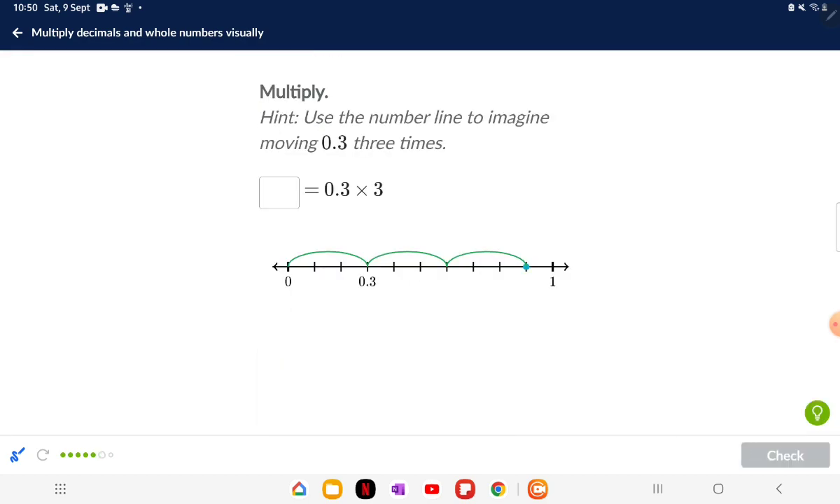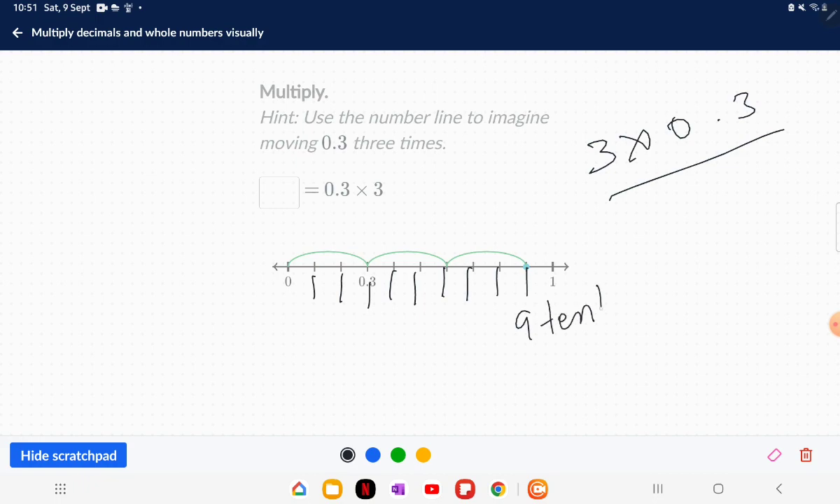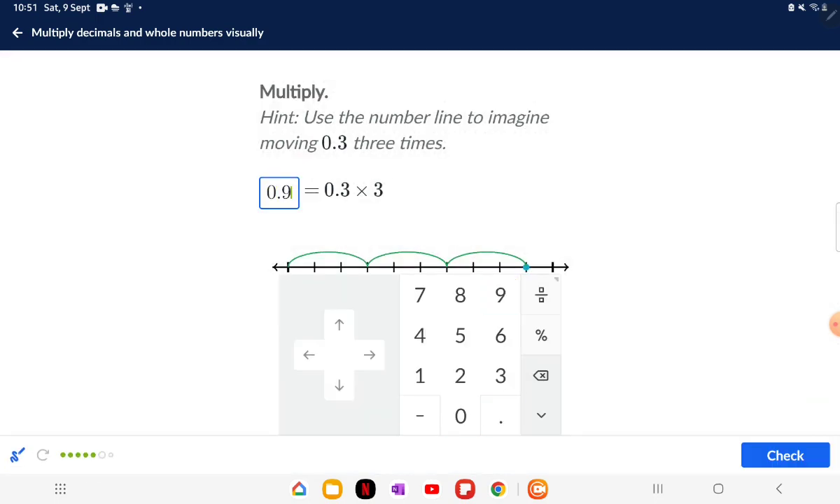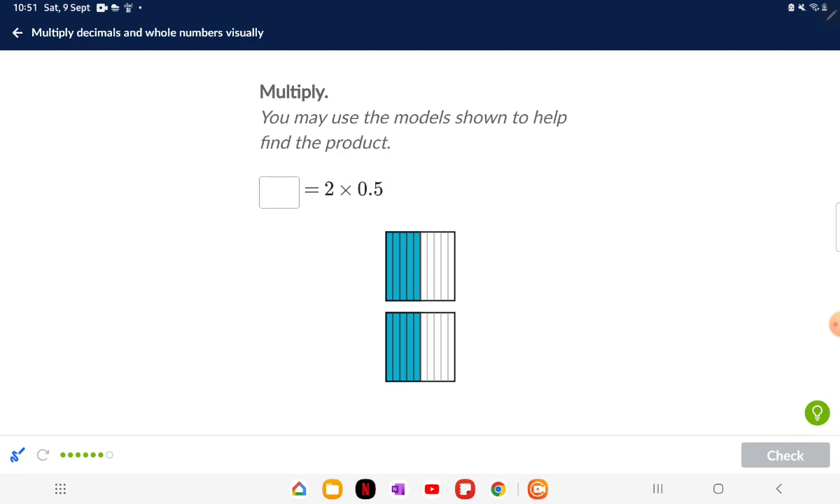Bravo. Okay, use the number line to imagine moving 0.3 three times. Can we do that? 3 jumps of 0.3. So that's 3 times 0.3, right? Simple. Where are we? So this is 1/10, 2/10, 3/10, 4/10, 5/10, 6/10, 7/10, 8/10, and 9/10. So we're at 9/10. How do we write that in decimal form? 0.9. Let's do that. And check. Awesome.